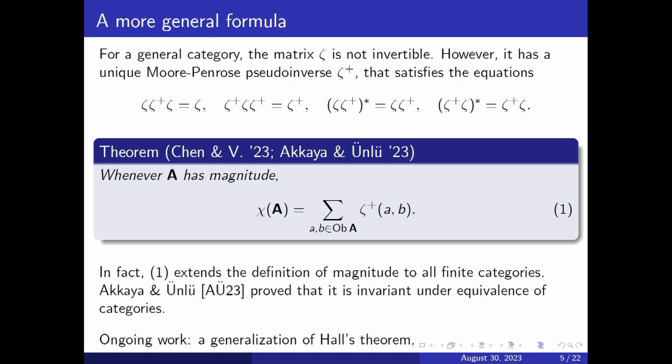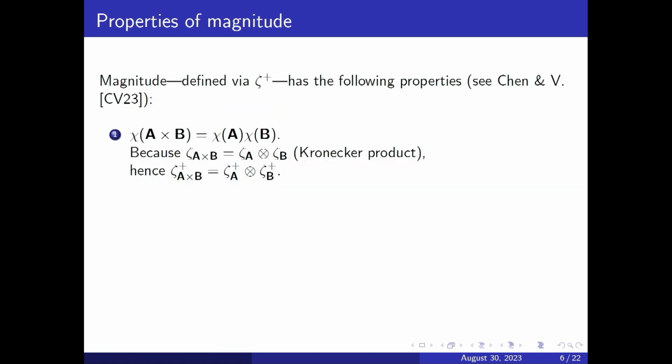So this also has a combinatorial interpretation. And what is nice about this definition is that you can also see very clearly why the magnitude satisfies certain properties. So the magnitude is multiplicative under products of categories, basically because the zeta function of the product of two categories is the Kronecker product of the zeta functions, seen as matrices.